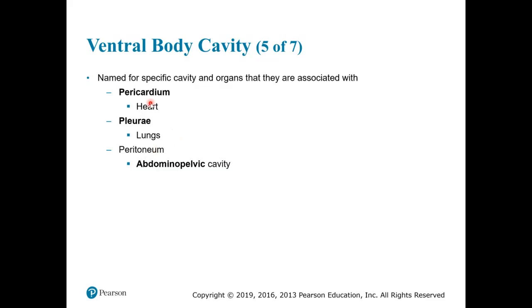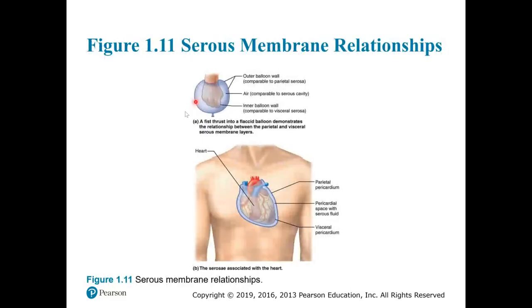So let's look at these two. Let's look at pericardium. The pericardium, here we are, around the heart. There's two layers. There's the visceral layer, which is right up against the heart. There's the parietal layer, parietal pericardium, which is outside of the visceral. And in between is a space filled with lubricating fluid, the pericardial space.